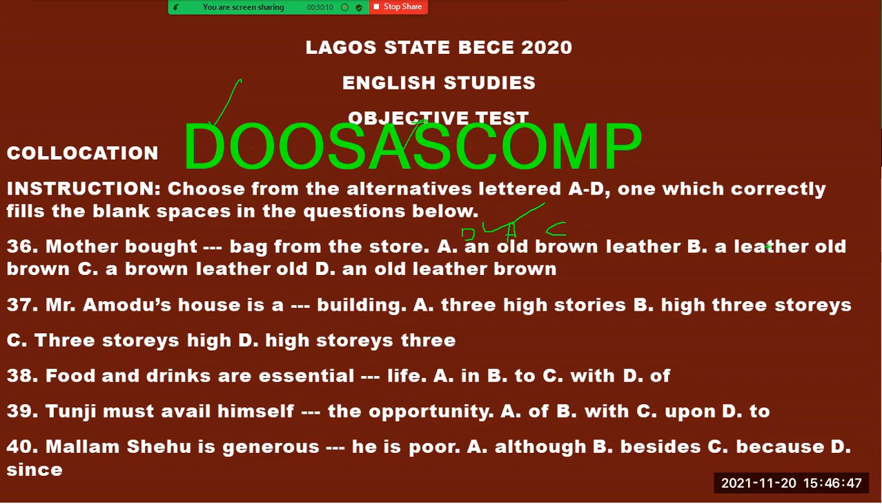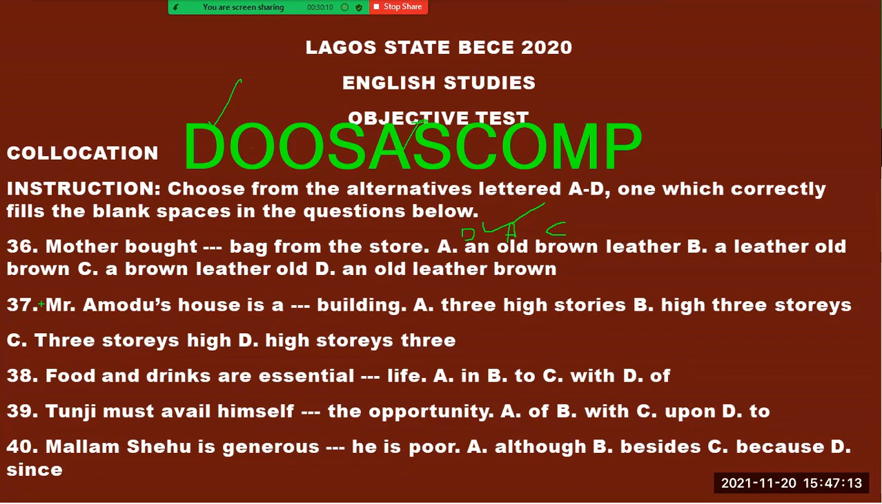When you have "a leather old brown," this is not correct because even though determiner occupies the first position, leather is occupying a wrong position, and so on. So "a brown leather old," incorrect. "An old leather brown," incorrect. So I hope you understand the principle now.